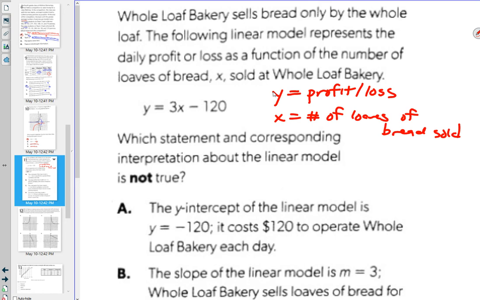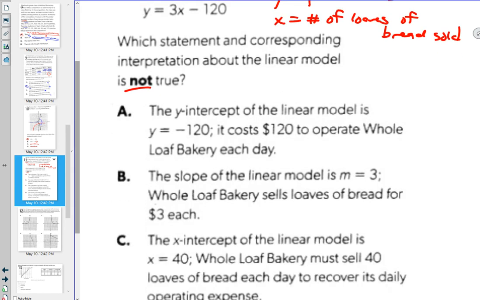So which one of these is not true? A: The y-intercept of the linear model is negative 120, so it costs $120 to operate Whole Loaf Bakery each day. That's possible, right? Because this is a daily profit, and profit is equal to your revenue, whatever you bring in, minus your expenses. So that's definitely a possibility. Oh wait, we're looking for what's not true. So far A looks true.